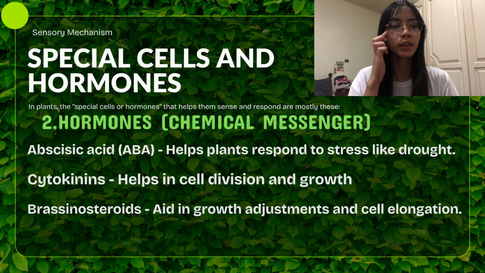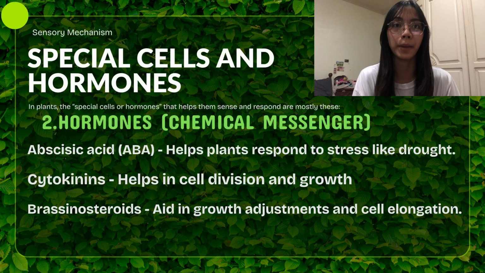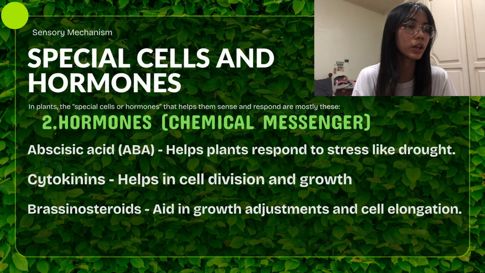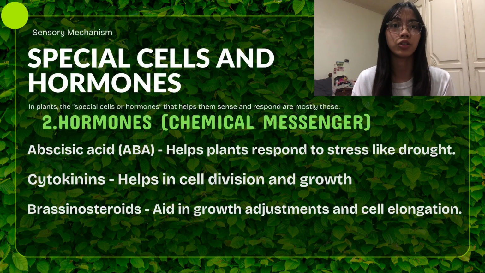So the next is the cytokinins. It helps in cell division and growth of the plant. And the next is the brassinosteroids. It aids in growth adjustment and cell elongation.